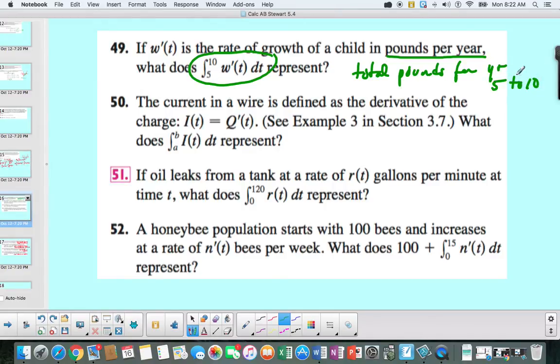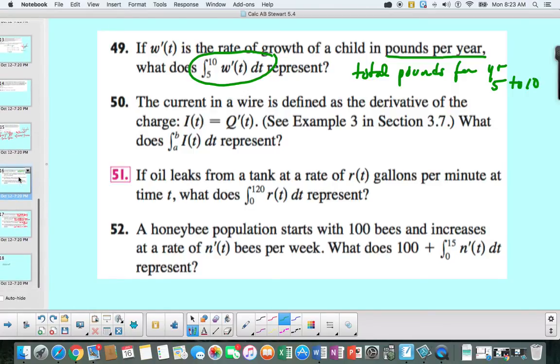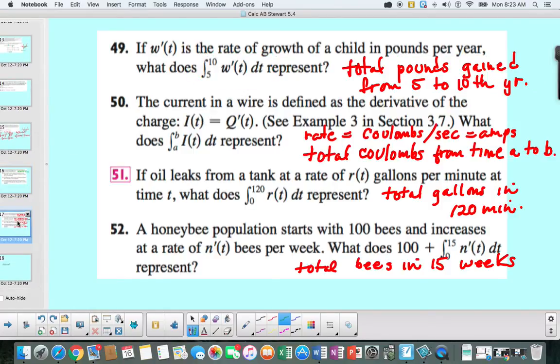I'd like you to try to do the rest of the problems. Stop the screencast and see what you can do. And these are the answers to the remaining problems.